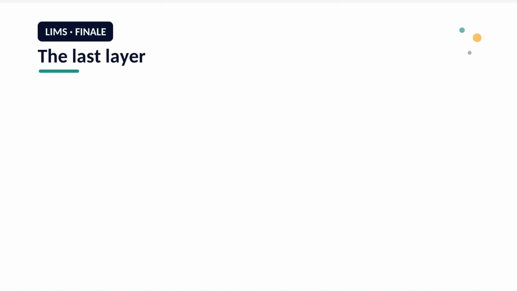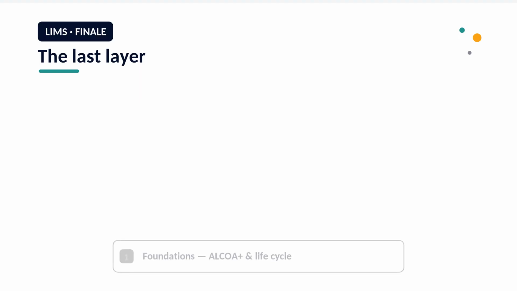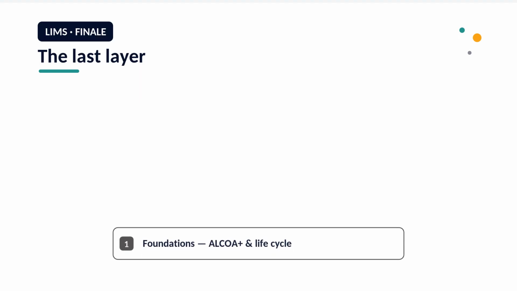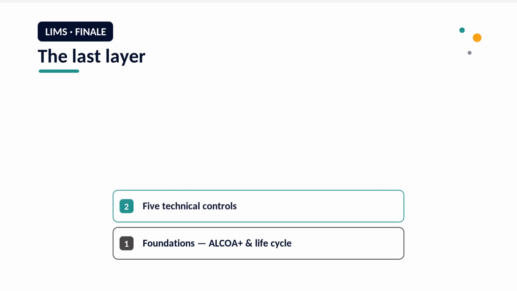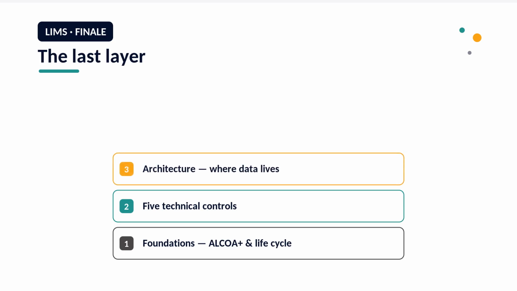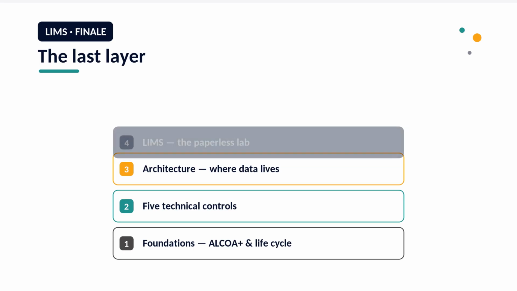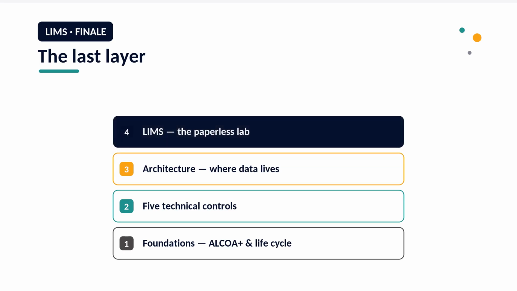Over this series, we've built data integrity from the ground up. Part 1, the foundations, ALCOA Plus, and the data lifecycle. Part 2, the 5 technical controls that protect every result. Part 3, the architecture that makes those controls the default. There's one layer left, the one that ties the whole laboratory together, and finally takes it paperless, the LIMS.